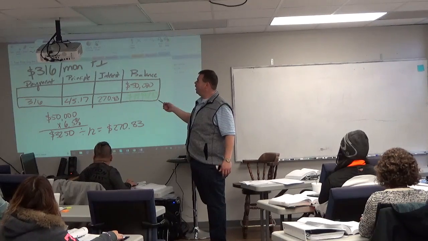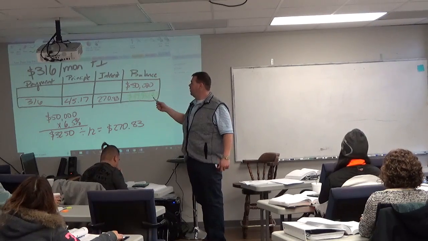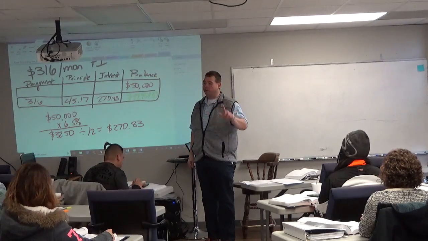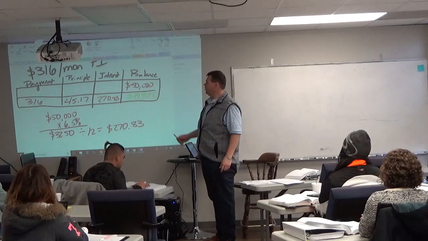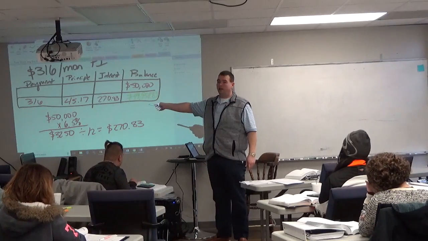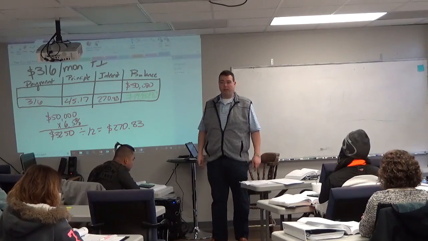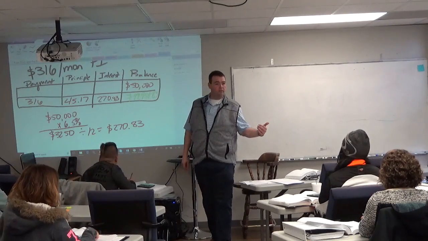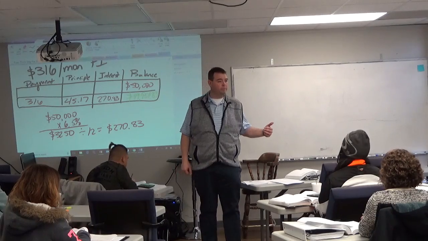In order to figure out how much of that payment went toward principal, I had to first calculate what? Because what do we pay first? We pay the interest first. So I calculate the interest first, and that's where I took that $50,000 and multiplied it times the 6.5% rate, and that gave me annual interest of $32.50, right?